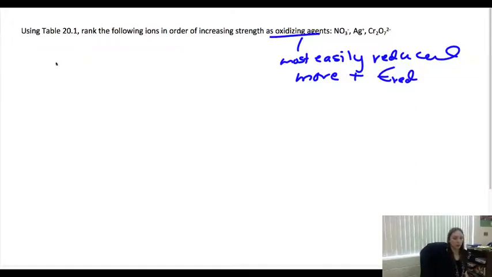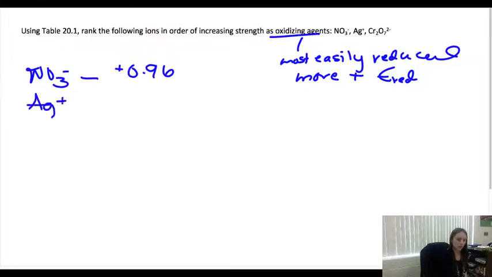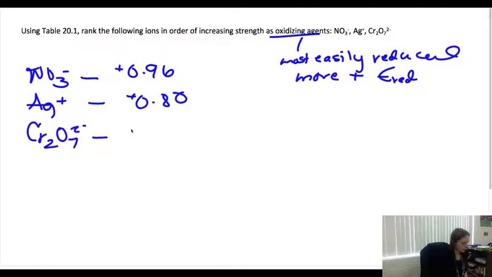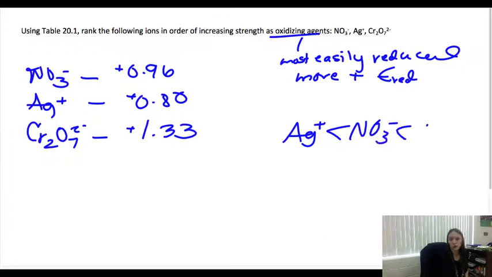So I look. Okay, NO3 minus has a positive 0.96. Silver has a positive 0.80, and dichromate has a positive 1.33, which means we should go with the weakest one being silver, and then nitrate, and then dichromate.